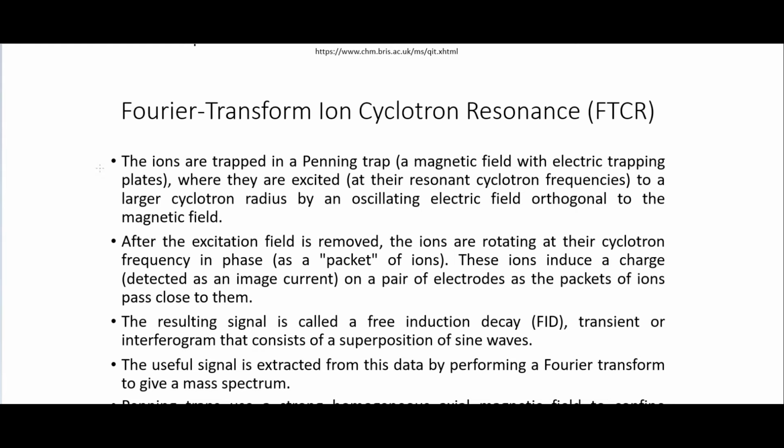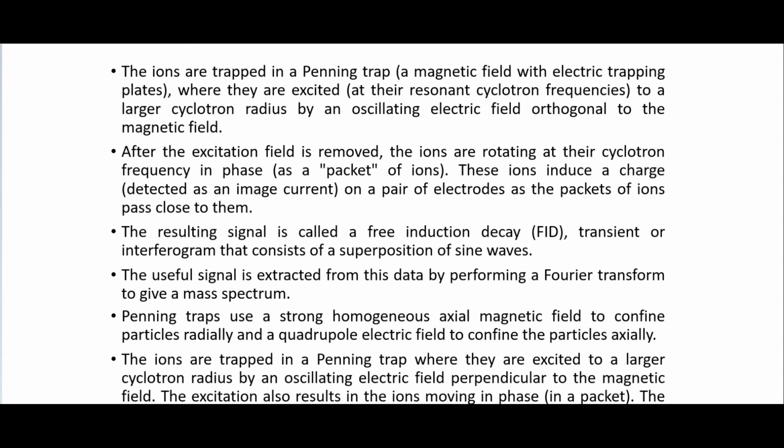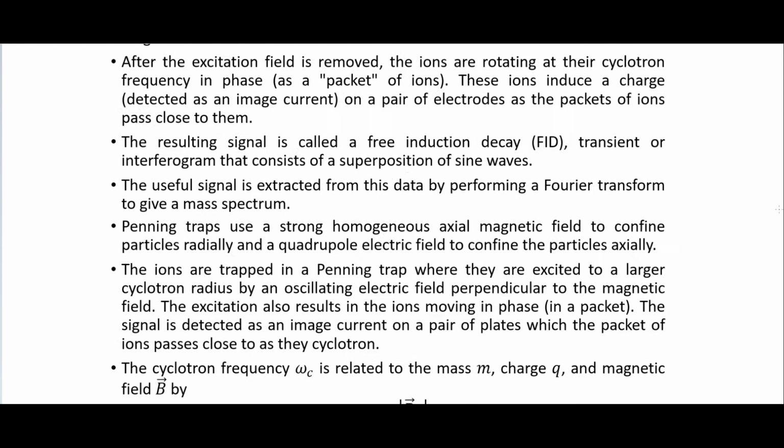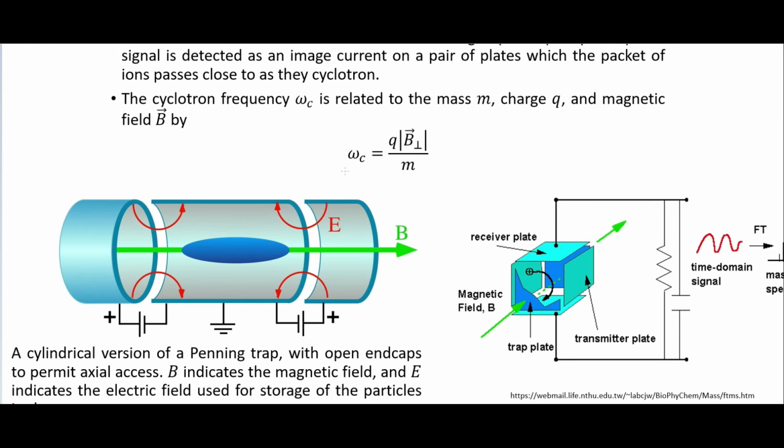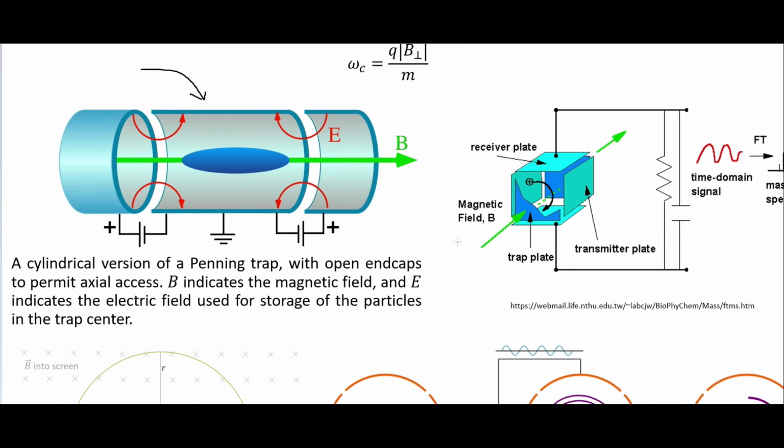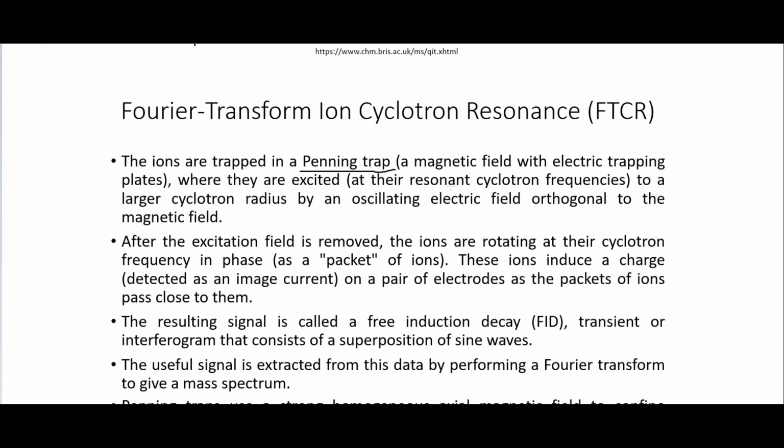There is also the Fourier-transform ion cyclotron resonance. So in this one, the ions are trapped in what's called a penning trap. It's somewhat similar to the ion trap above. So we have our ions inside this trap here, and they are, again, spinning around. So that's kind of what this is showing right here. We have this positive charge here that's inside spinning around, where they are excited at their resonant cyclotron frequencies to a larger cyclotron radius by an oscillating electric field orthogonal to the magnetic field.